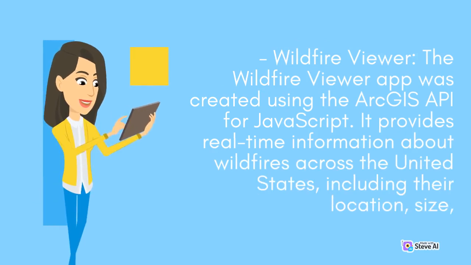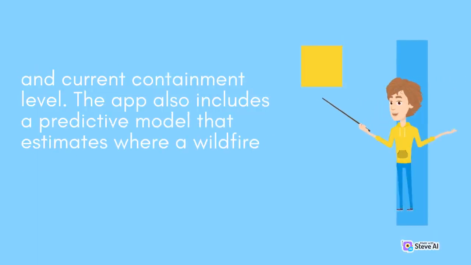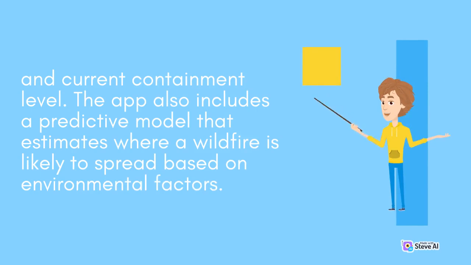Wildfire Viewer. The Wildfire Viewer app was created using the ArcGIS API for JavaScript. It provides real-time information about wildfires across the United States, including their location, size, and current containment level. The app also includes a predictive model that estimates where a wildfire is likely to spread based on environmental factors.